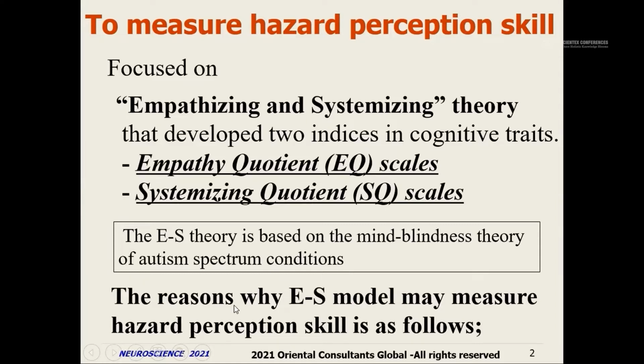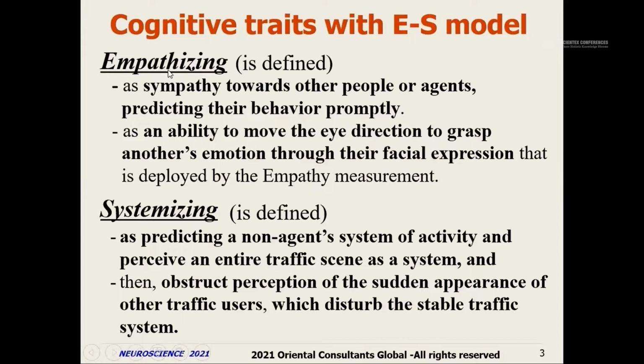The reasons why the ES model may measure hazard perception skill are as follows. Empathizing is defined as sympathy towards other people or agents, predicting their behavior promptly, and an ability to move the eye direction to grasp another's emotion through their facial expression. On the other hand, systemizing is defined as predicting a non-agent's system activity and perceiving an entire scene as a system, and then obstructing perception of the sudden appearance of other traffic users which disturb the stable traffic system.